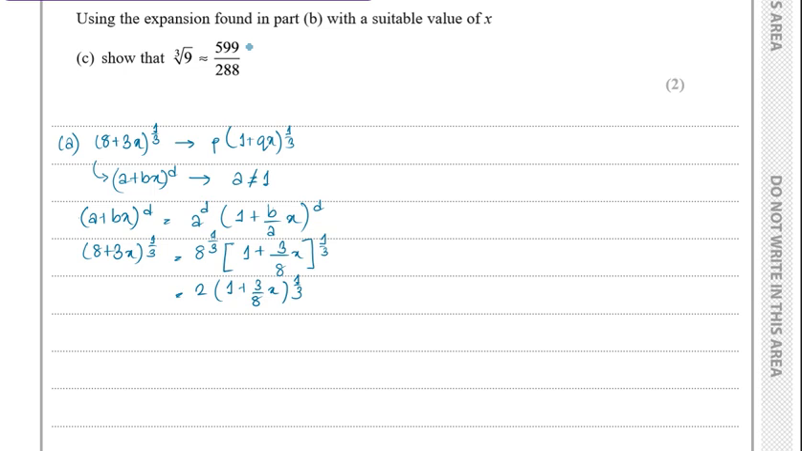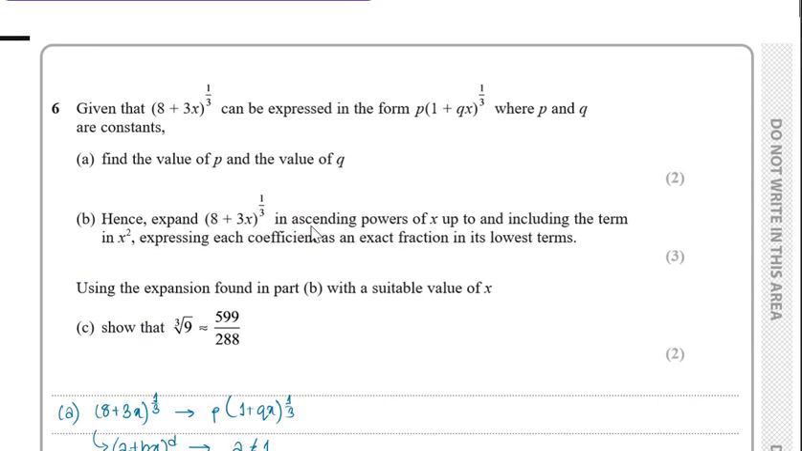And they have asked us to express it in the form of p(1 + qx)^(1/3). So if you look at this, p(1 + qx)^(1/3), p would be equal to 2, and q would be equal to 3/8. So this is the answer for part A.